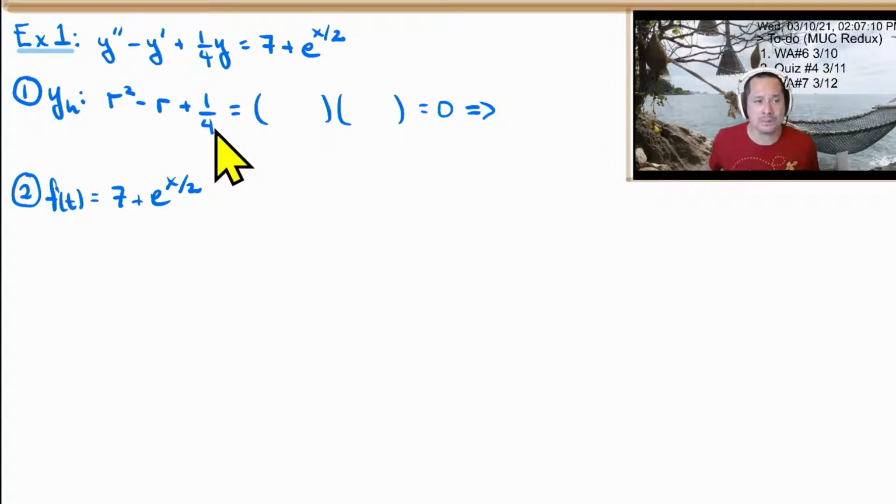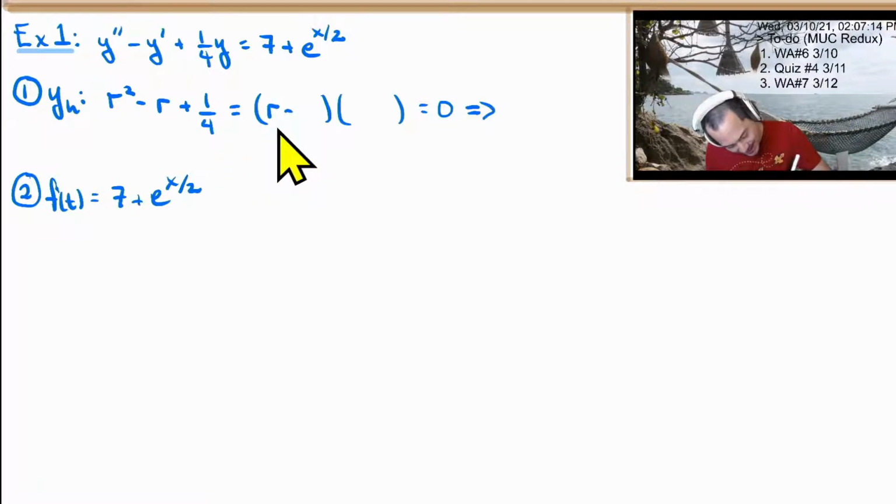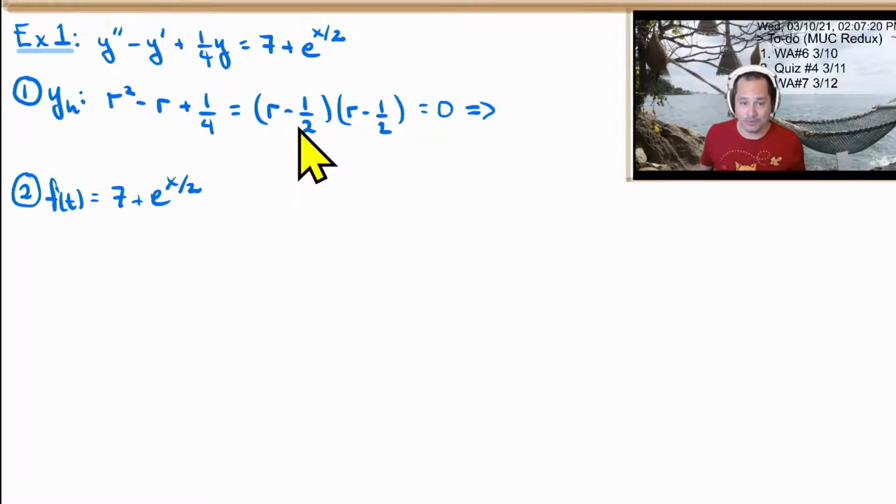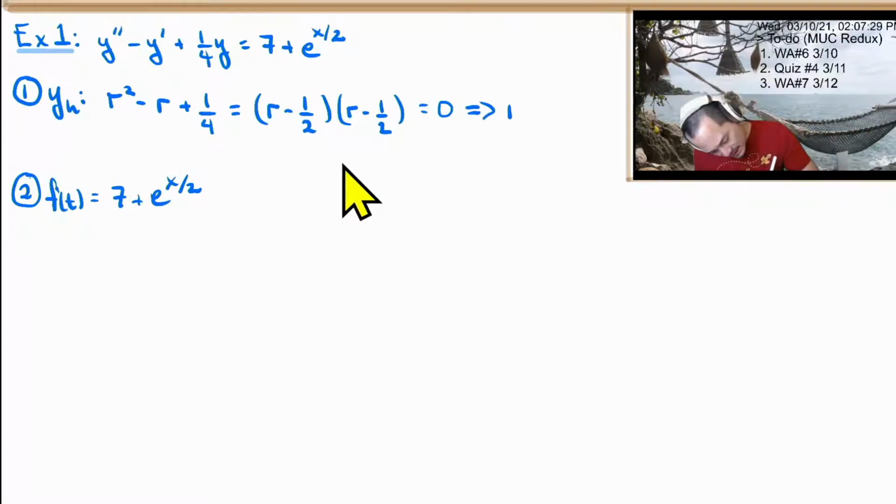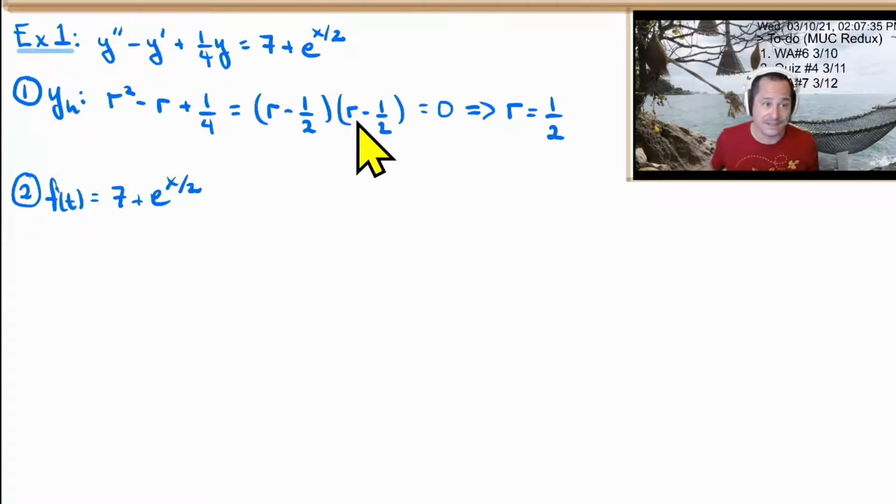-1, but multiply together to be 1/4, and that is going to give me an r, let's see, -1/2 times an r minus 1/2. Let's double check. -1/2 times -1/2 is a 1/4, and then -1/2 plus -1/2 is a -1. So I'm good there, except that r is a repeated root. r is equal to 1/2. r being 1/2 is the root value, so that both of these parens will vanish.